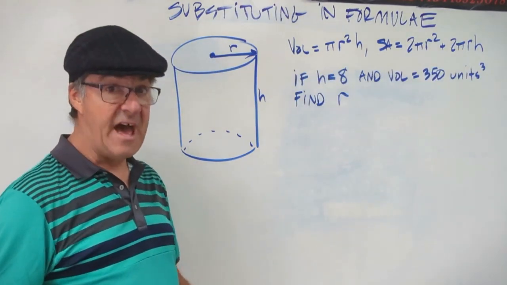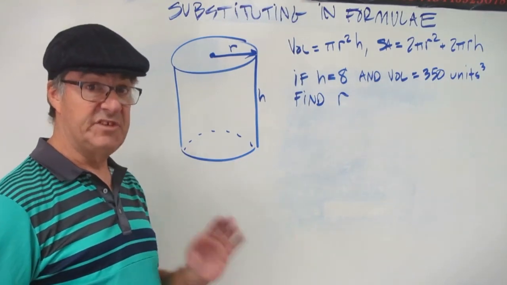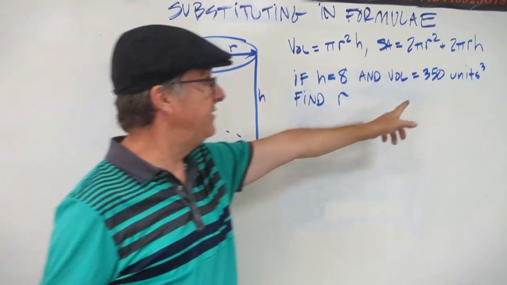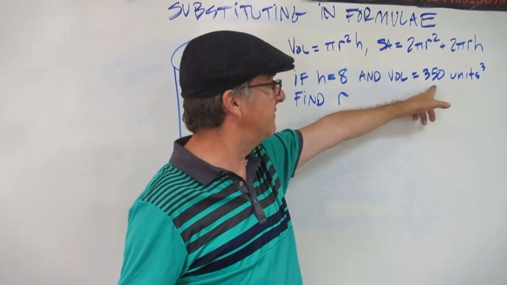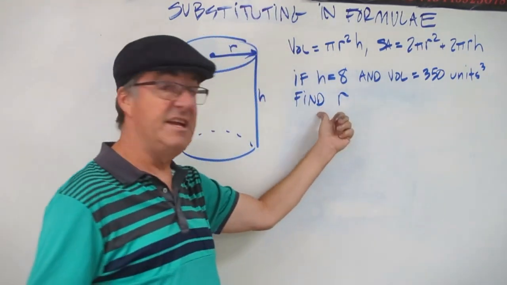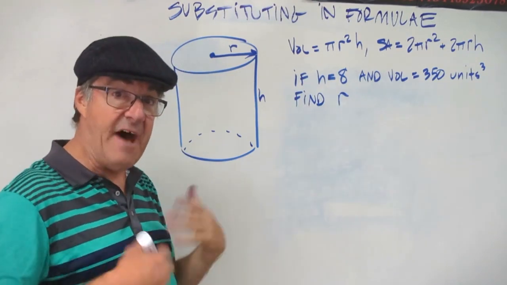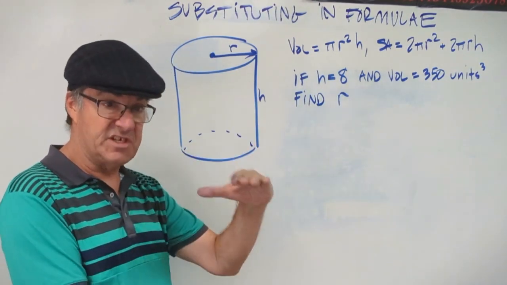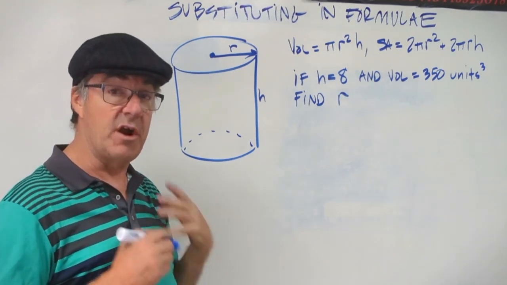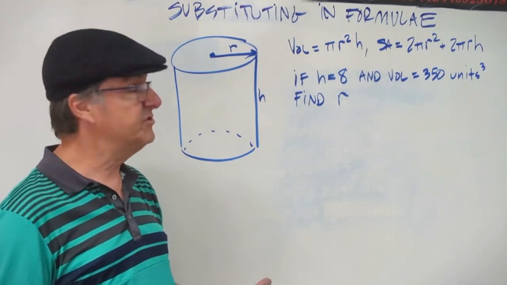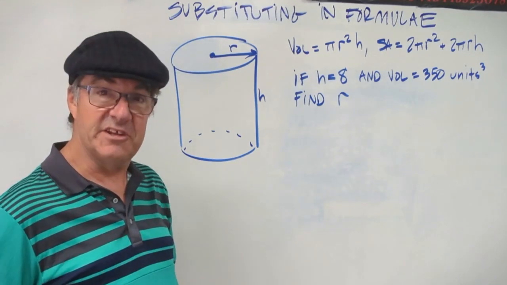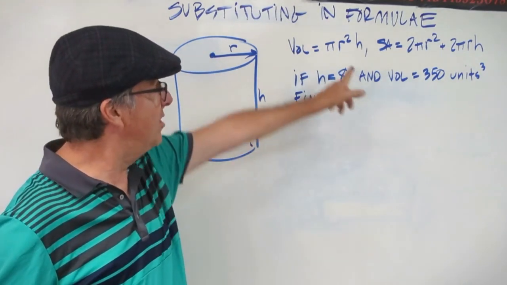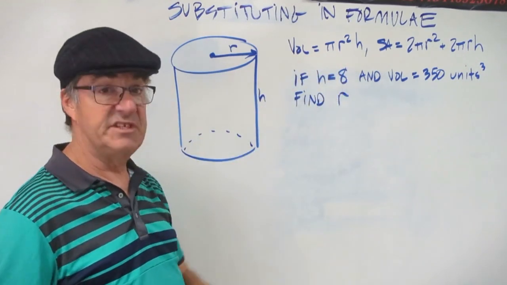Now let's run that one the other way. So I've set this problem up a little different. If the height is 8 and the volume is 350 units cubed, find r. So we have constrained that cylinder because it's a fixed volume and a fixed height. So that's going to determine what r has to be to meet those conditions. And guess what? We get to solve for that. So your first step here, do a plug-in step with the volume formula and see what you get.